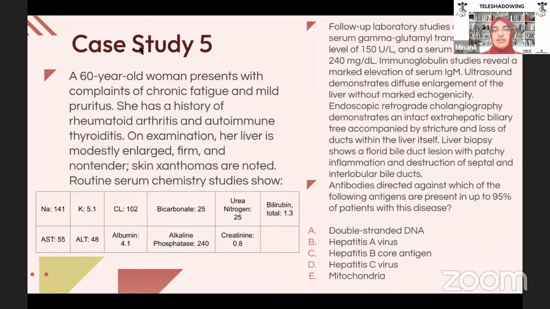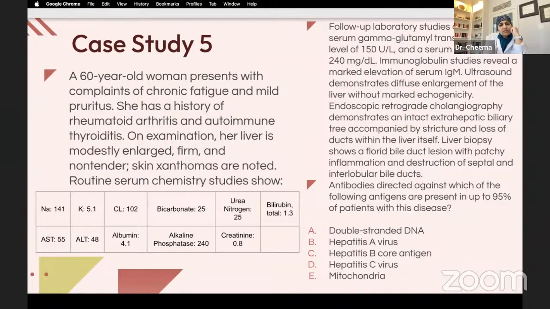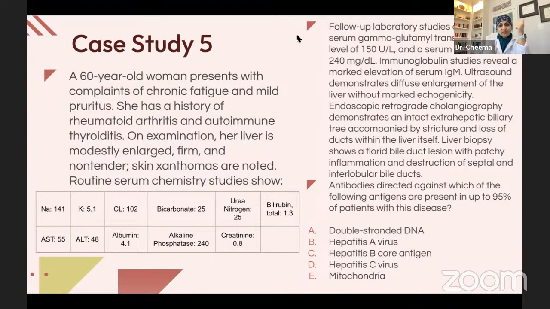A. Double-stranded DNA. B. Hepatitis A virus. C. Hepatitis B core antigen. D. Hepatitis C virus. Or E. Mitochondria. Good. So in this case study, they mentioned the diagnostic tests: ultrasound, ERCP, and biopsy.